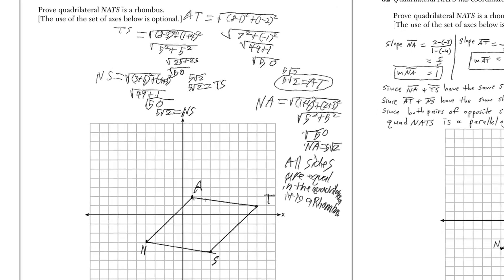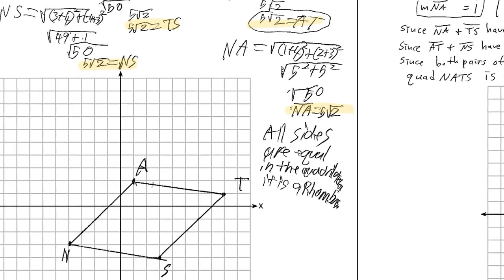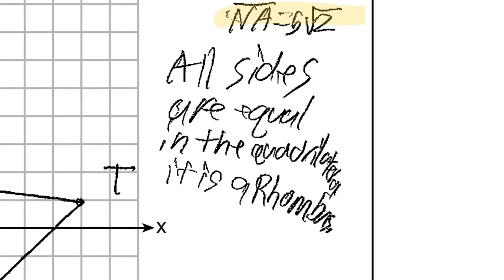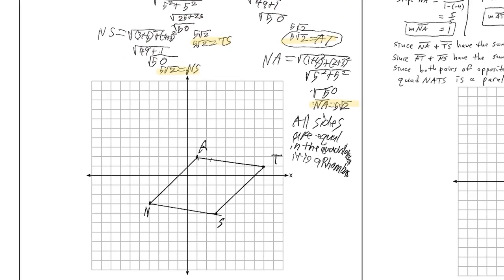You need to prove that this quadrilateral is a rhombus, and I can see that this individual was able to determine the lengths of each of these sides, and they were able to successfully identify the length of NS, likewise TS, AT, and NA. It's a little sloppy, not super organized, but the math is there. This individual wrote all sides are equal, and the quadrilateral is a rhombus. And that's all you need to earn full credit.